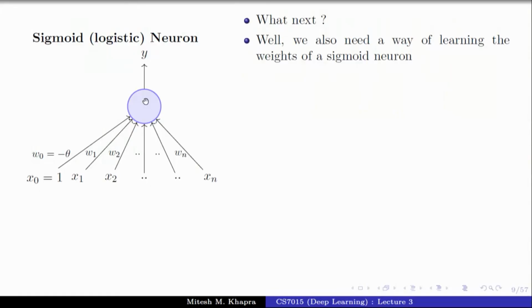Okay. So now, what you need still is these weights. How are you going to learn these weights? That's what we have to do. We need a way of learning the weights of the sigmoid neuron. And this brings us to a typical machine learning setup. This is very important. You understand this slide properly. It summarizes what you typically do in a supervised machine learning setup.